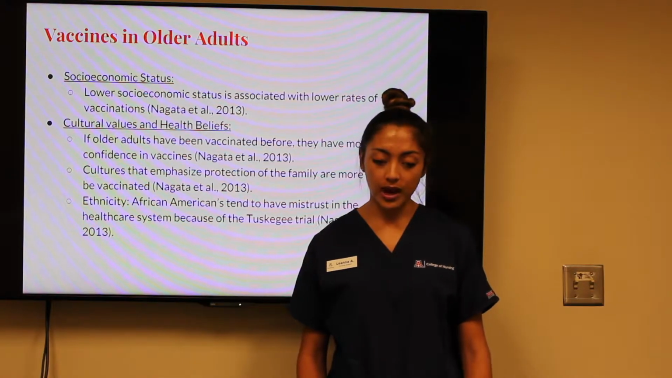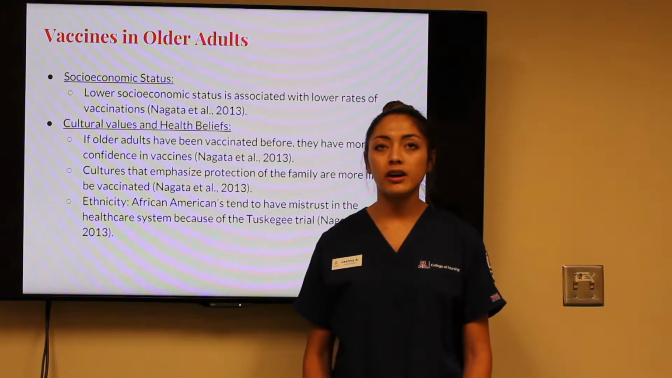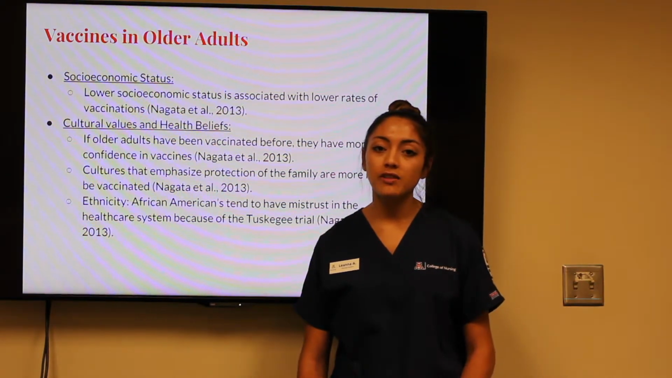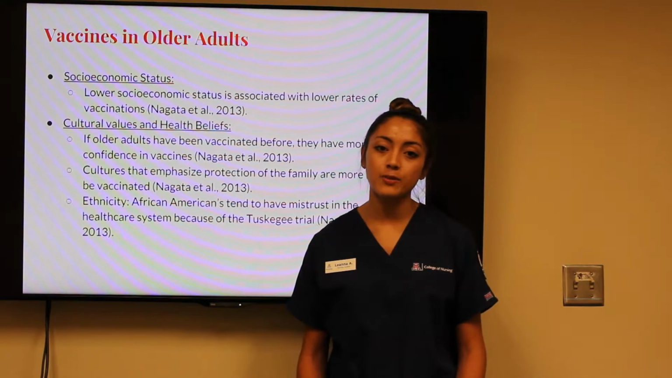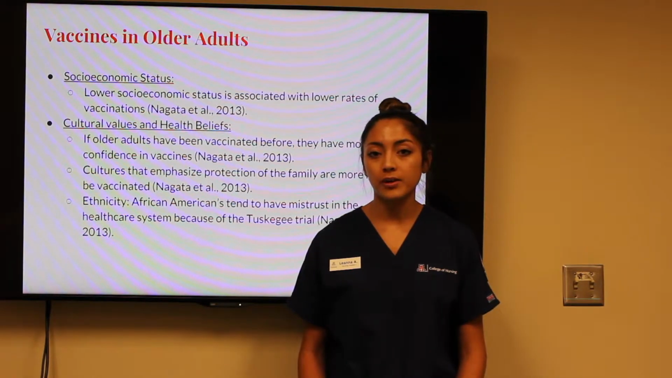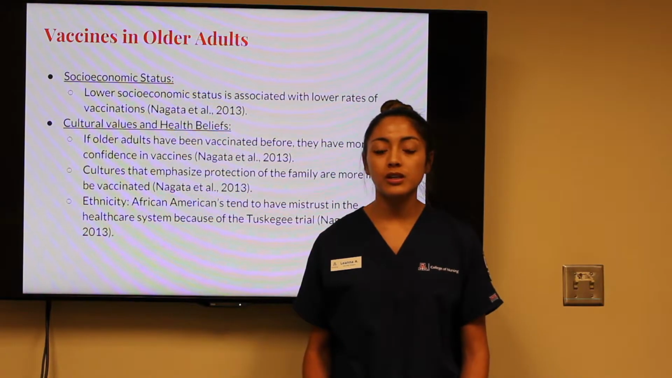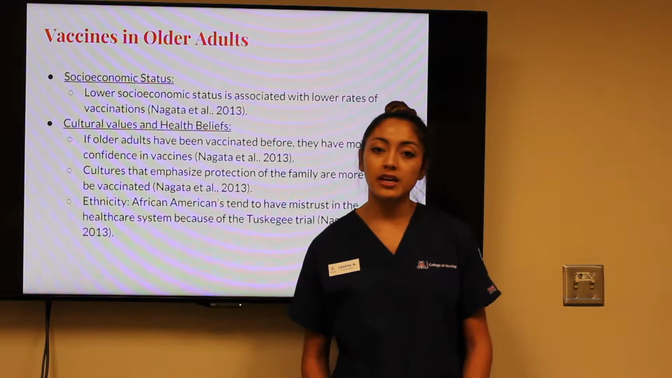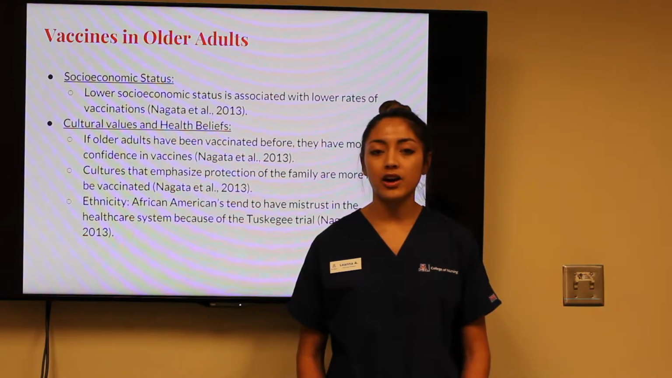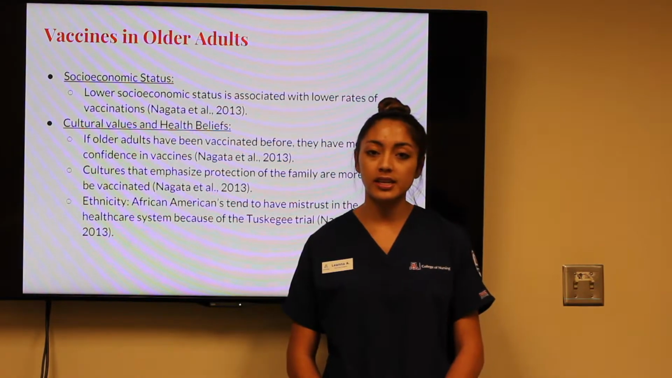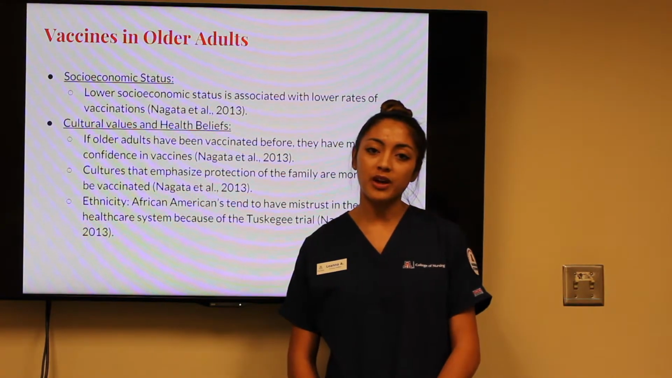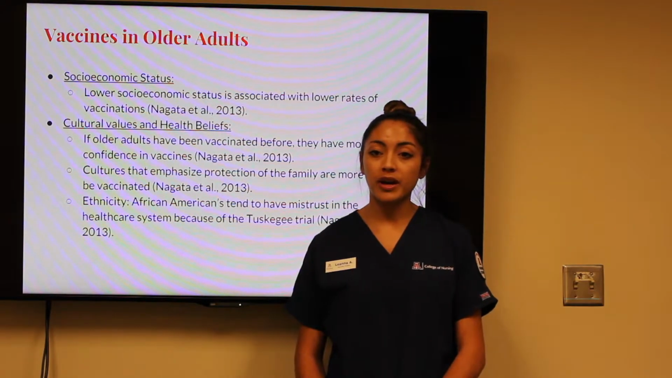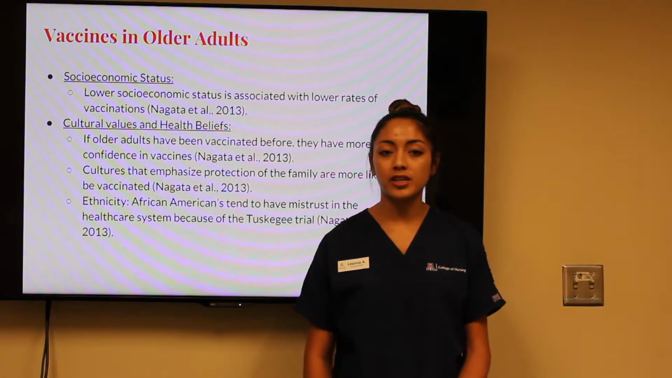And then the second example we have is some older adults who are African American have decided not to vaccinate themselves because of mistrust in the healthcare system, and this is related to the Tuskegee trial. In the Tuskegee trial, a group of researchers looked at African American men who had syphilis, and during the study, an antibiotic was discovered that would treat the disease. However, the antibiotic was withheld from them because of the study itself. So these African American men have mistrust in the healthcare system.